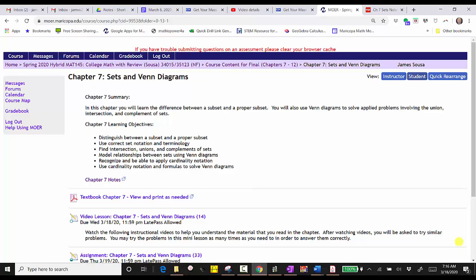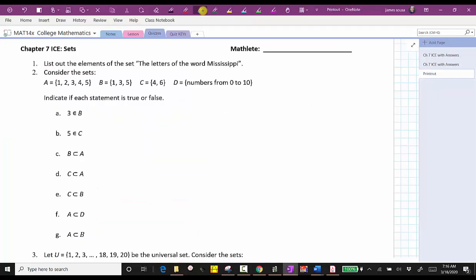And now let's talk about the ICE problems. The first question is list out the elements of the set, the letters of the word Mississippi. So for a set we use squiggly brackets. The letter M is in the word Mississippi. The letter I is in the word Mississippi, which means M and I are two elements in the set.